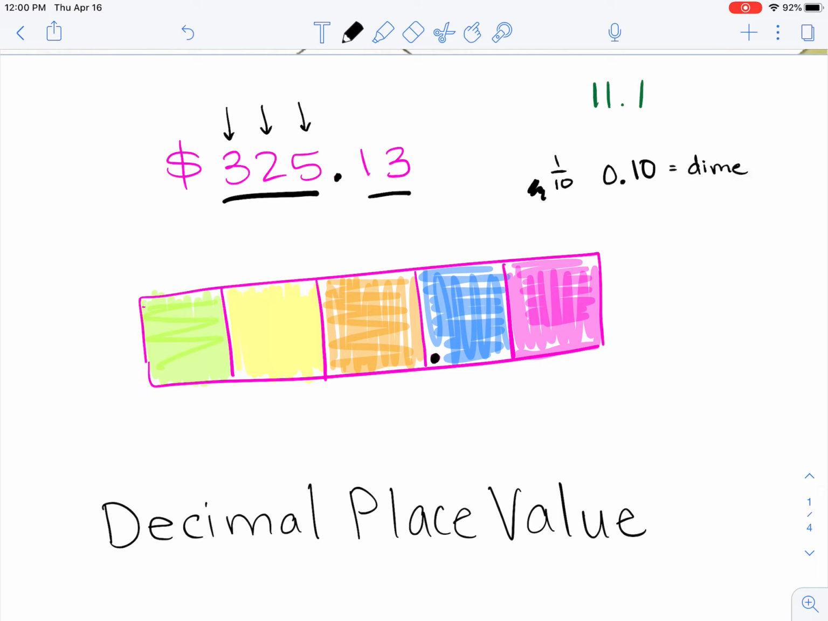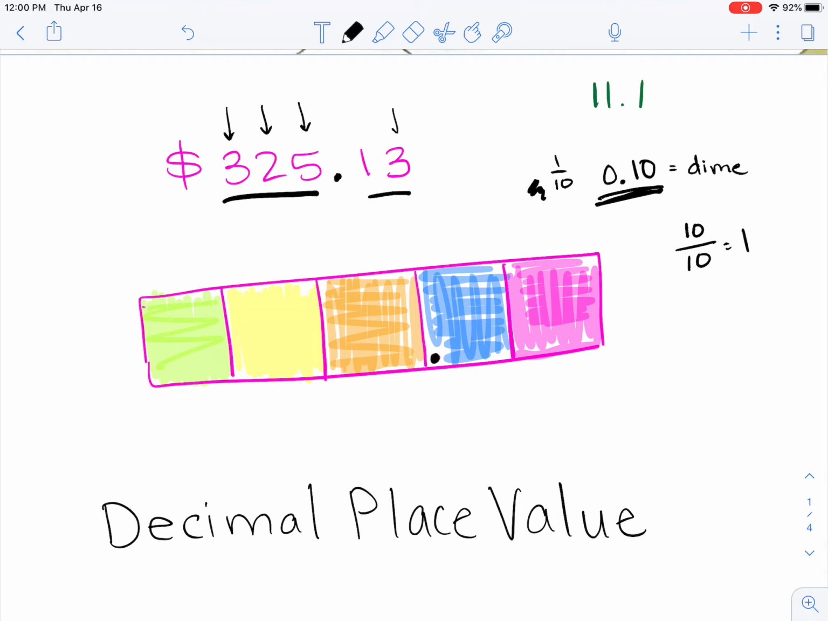A dime is 0.10. How many dimes make up a dollar? 10, 20, 30, 40, 50, 60, 70, 80, 90, 100. It's 1/10 because 10 dimes make 1 dollar, right? So it is a tenth. So a dime is 0.10. That's the same thing as 1/10.